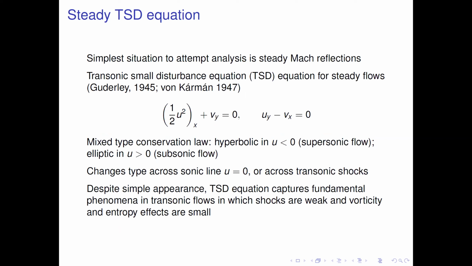So the frustrating thing about all this is you can do asymptotics, reduce compressible Euler to, let's say, transonic small disturbance equations. But then in many ways, those transonic small disturbance equations are sort of fundamentally no easier to deal with than the original equations.